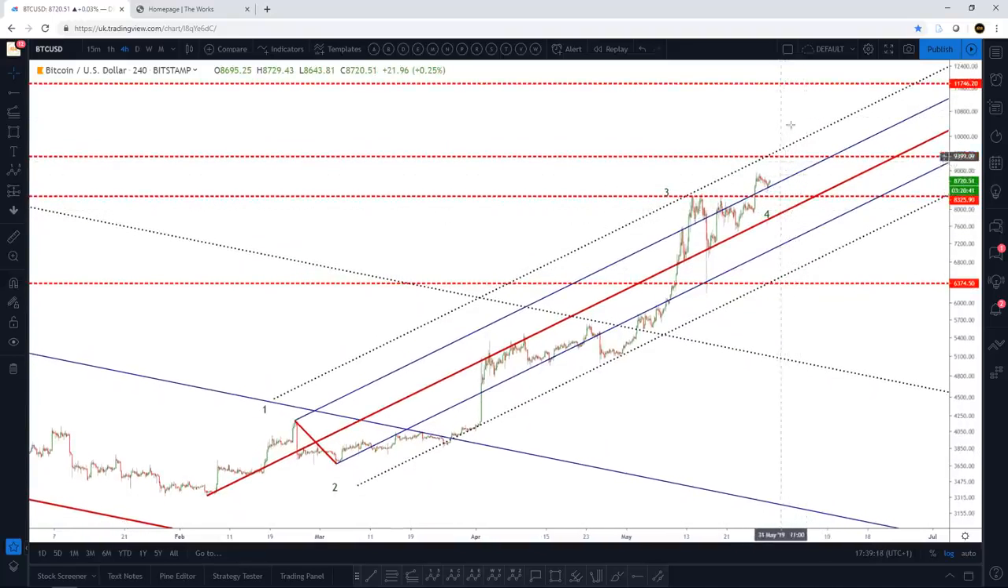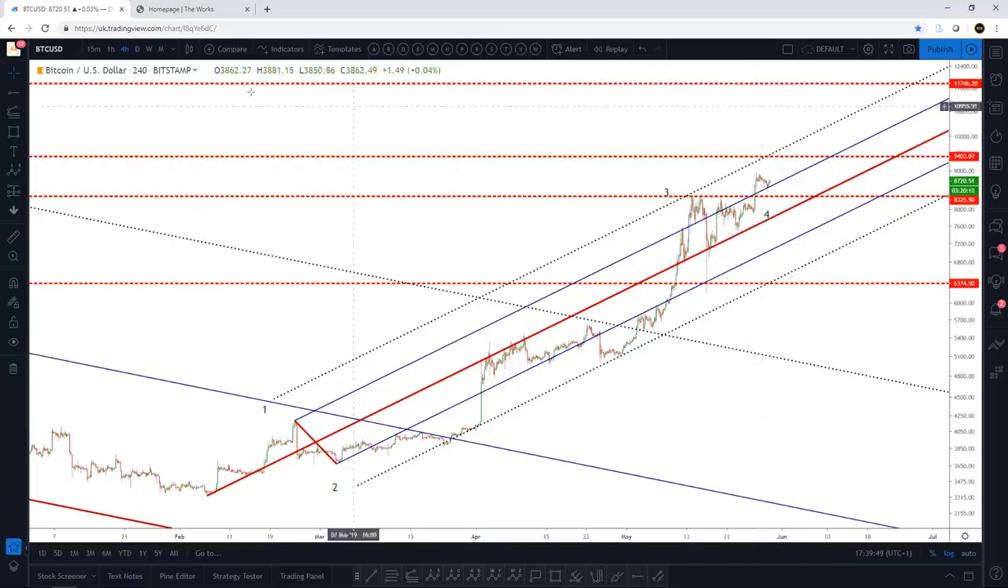So obviously if we do go that high, we'd be exceeding this pitchfork, and for that reason I certainly would be looking to take profits around the 9,400, which seems to give a bit more confluence, with the horizontal resistance and pitchfork both giving confluence around that level. So yeah, as I say, it'll be a 1, 2, 3, wave 4 triangle, and then our 5th wave.